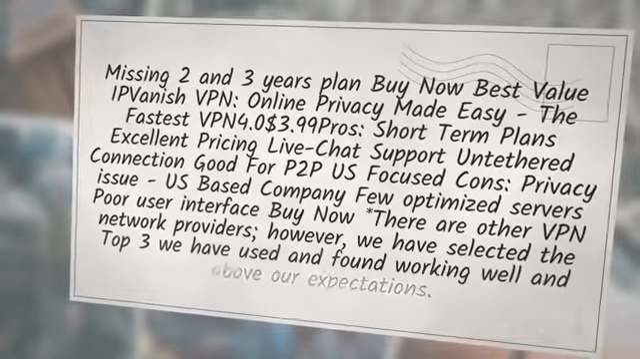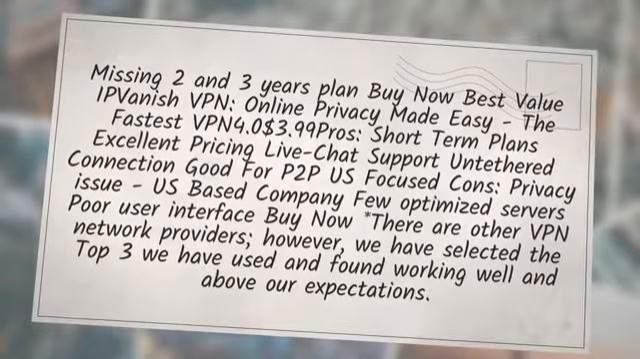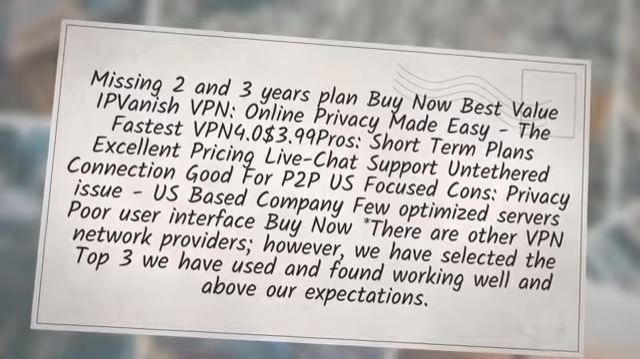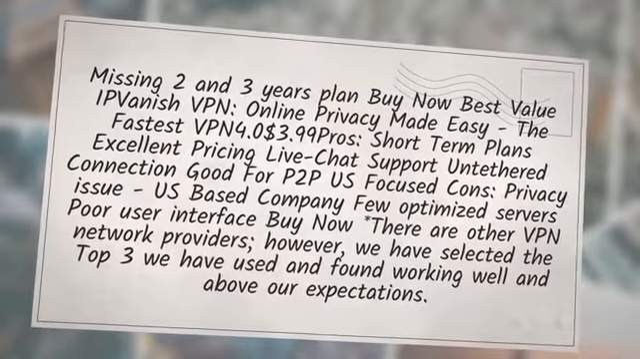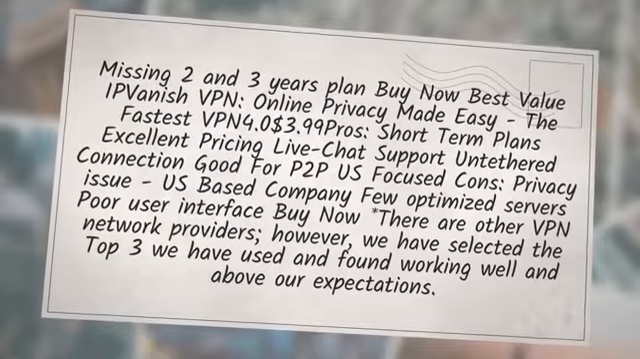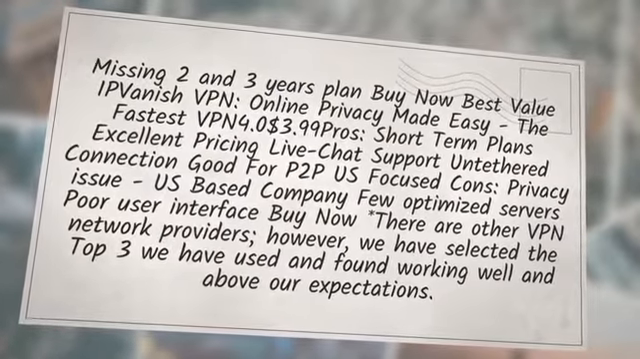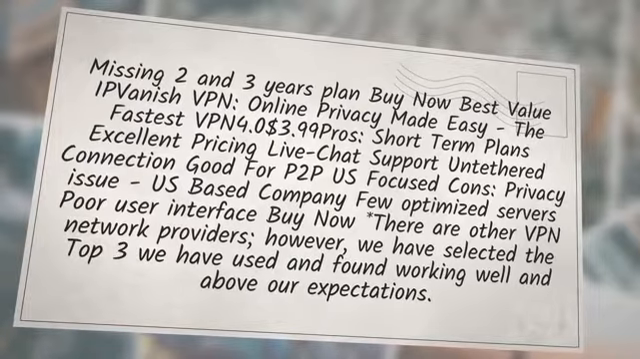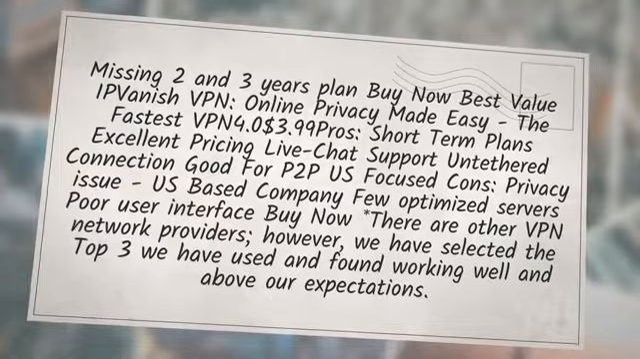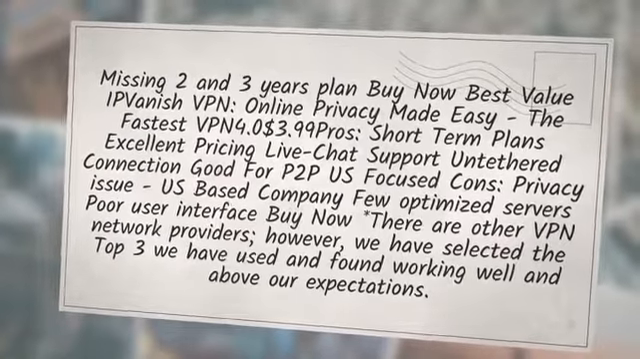Buy now. Best value: IPVanish VPN, online privacy made easy. The fastest VPN, 4.0, $3.99. Pros: short-term plans, excellent pricing, live chat support, untethered connection, good for peer-to-peer, US focus. Cons: privacy issue, US-based company, few optimized servers, poor user interface. Buy now. There are other VPN network providers, however we have selected the top 3 we have used and found working well and above our expectations.